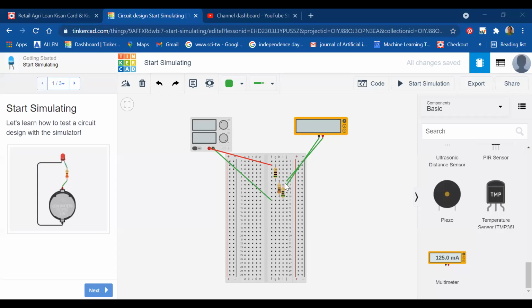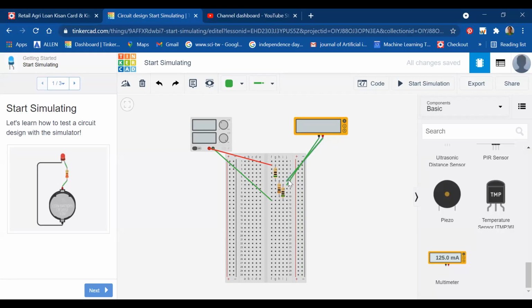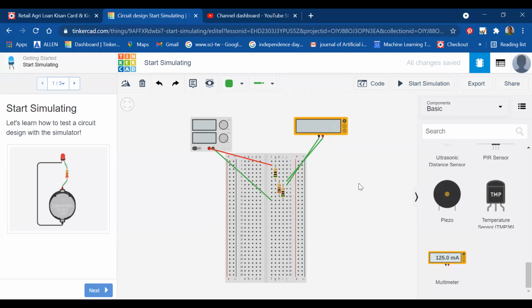So now using TinkerCAD, I have taken this as the R1 value of this resistance. Then this is my 100 ohm resistance, and this is my 50 ohm resistance in which we have to measure the current I3. So I have adjusted the multimeter in the I3 branch so that we can know the value of the current. The voltage value taken here is 10. So now I am going to start the simulation to know the value of this current. So this is coming out to be 100 milliamperes.